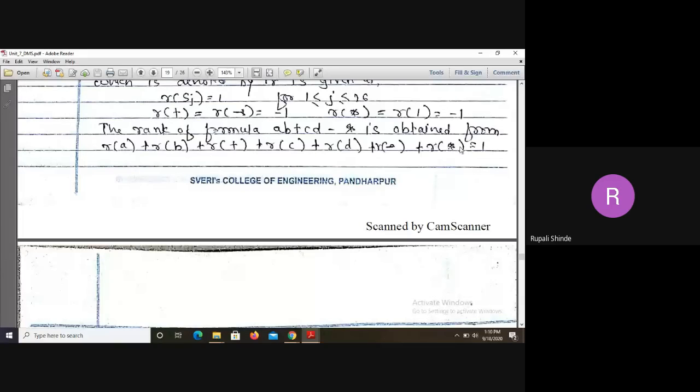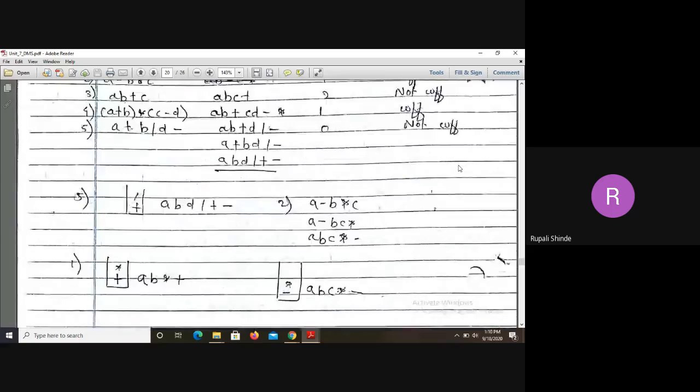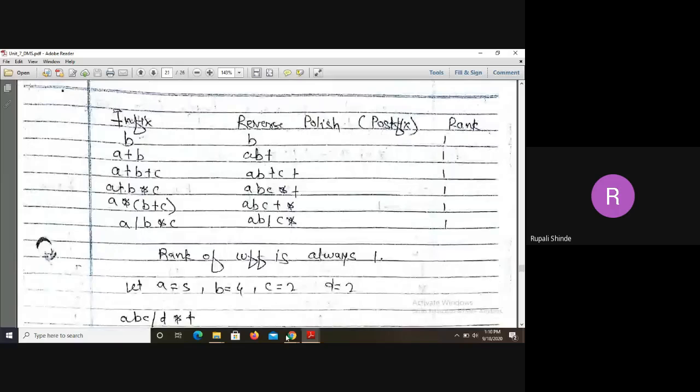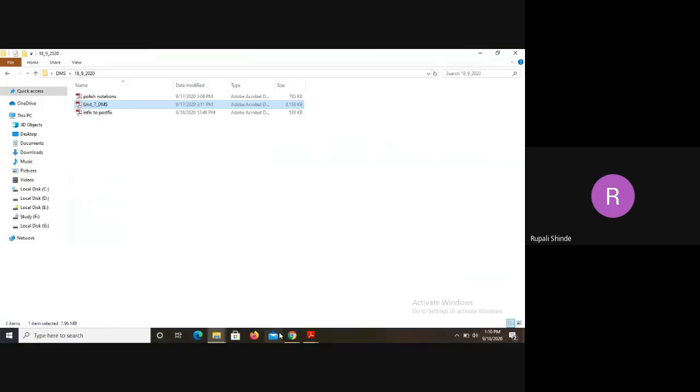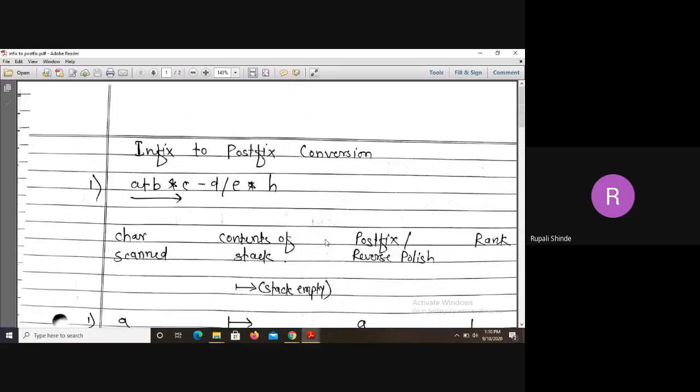After that, we had seen algorithm for conversion of infix into postfix form. And based on that, we had solved one example. So this was the example: A plus B star C minus B slash E star H. Okay, so this is given infix expression, and we have to convert this one into postfix form.